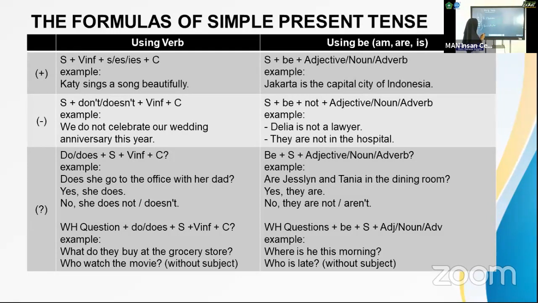Let's say this is subject pronoun atau kata ganti subjek ya. Di sini ada I, you, we, they. You have to use verb one without using s, es, or ies. Ya. For example, Katie sings a song beautifully. Okay, Katie sings a song beautifully.